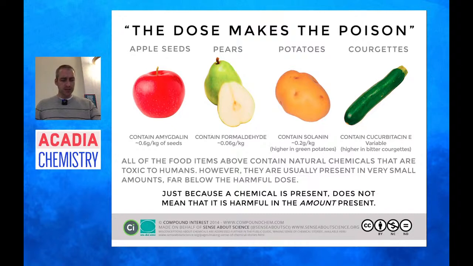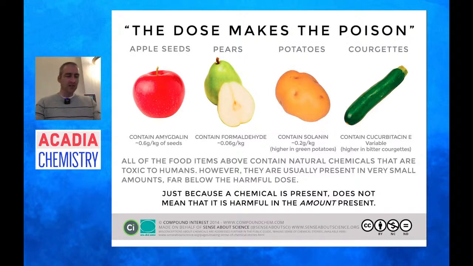Very toxic substances can be found in all the foods we eat. Apples contain amygdalin, which we'll talk about in more detail later. Formaldehyde, you can find in pears. Solanine, you find in potatoes. If the potato has been exposed to sunlight, sometimes potatoes will turn green. That green is indicative of the formation of a toxic substance. That doesn't mean if you eat a potato like that, you're going to die, but if you eat too much, yes.